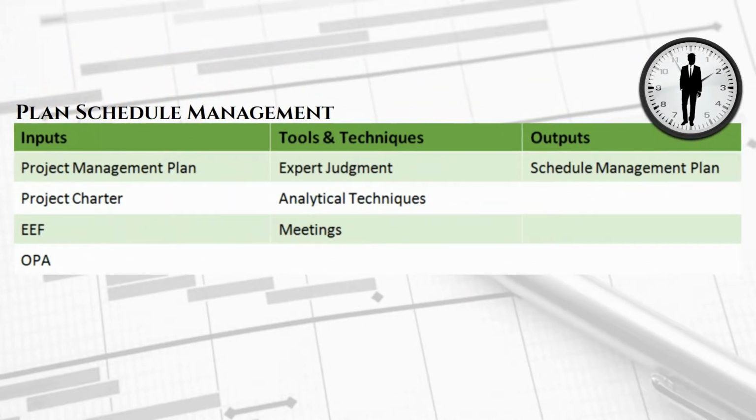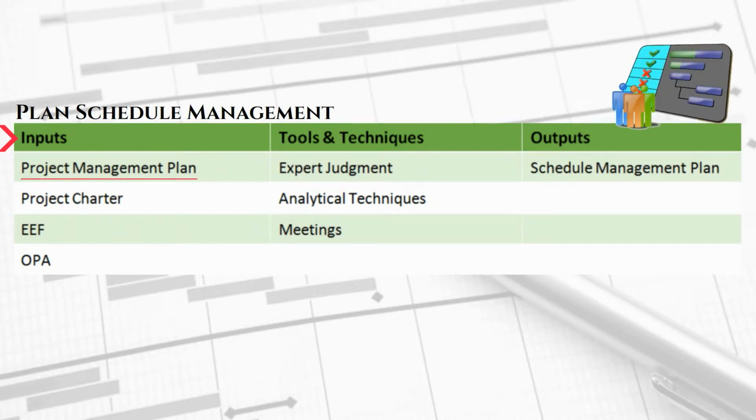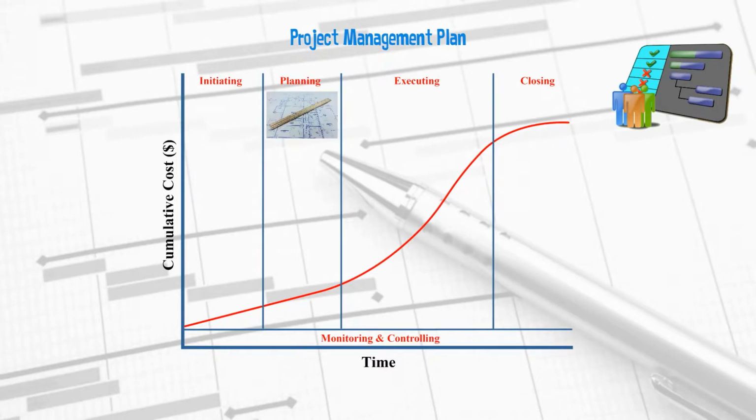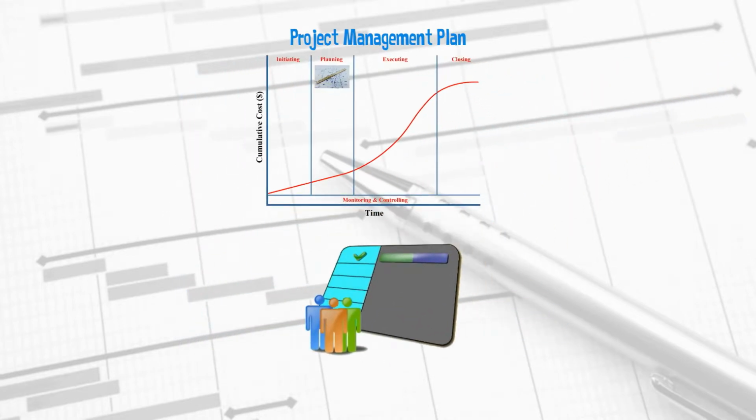In order to proceed with the development of the Schedule Management Plan, the following inputs are needed. Project Management Plan. Because the project is still in the planning process group, the Project Management Plan is not fully developed. As you may remember from the Integration Knowledge area, the Project Management Plan is progressively elaborated in the planning process group.